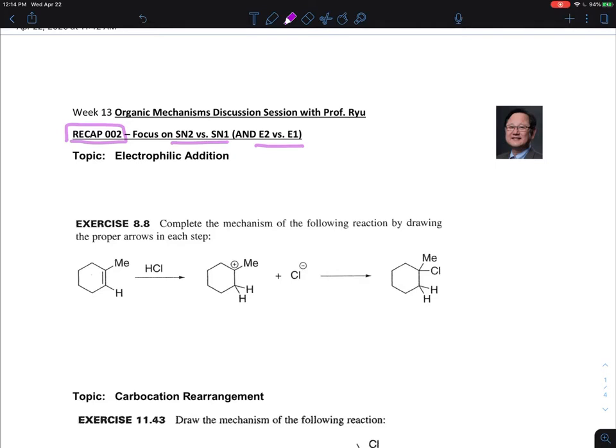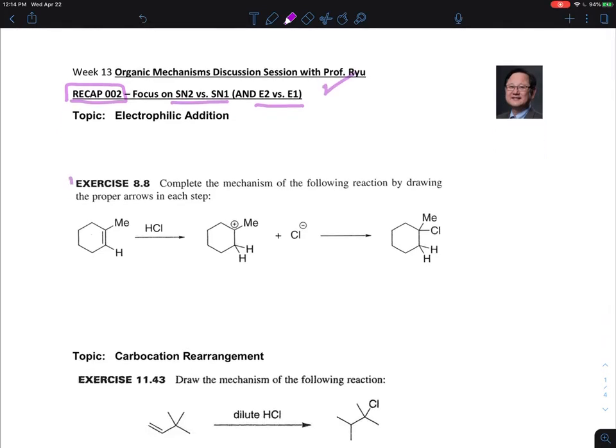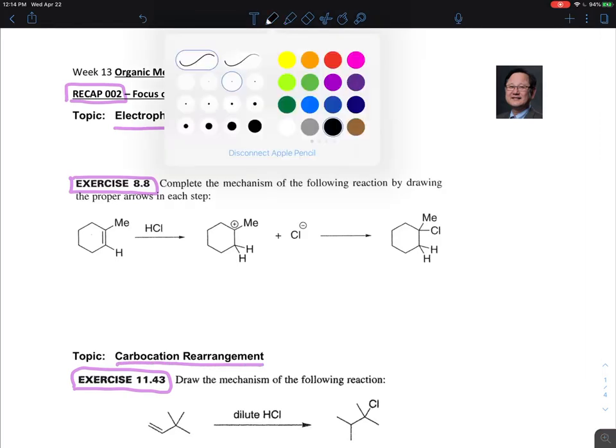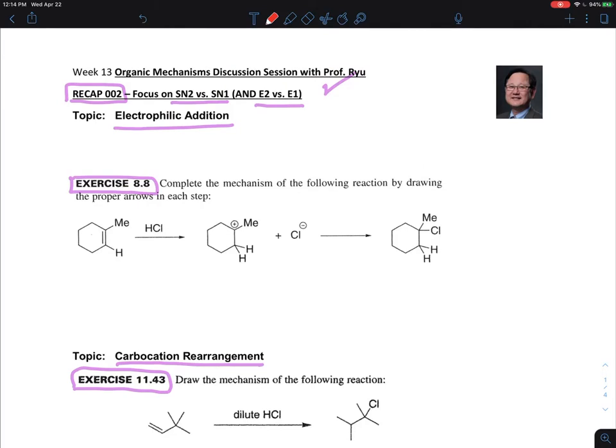Before recapping those topics, I am going to quickly solve these two exercise problems. One problem is what they call electrophilic addition. The other one is a carbocation rearrangement. Let me show you the quick way I solve this problem.